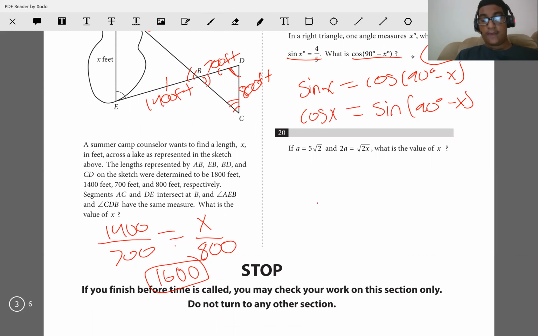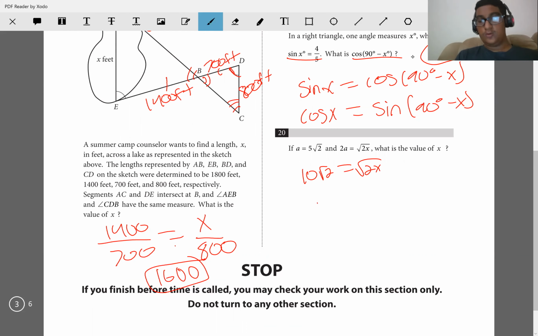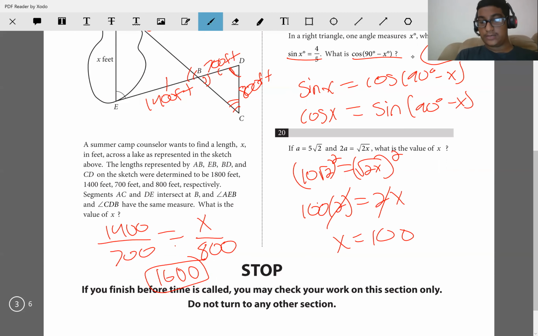Now number 20. If a equals 5√2 and 2a equals √2x, what is the value of x? Let's just substitute. We know a is 5√2, so 2a would be 10√2, and that is equal to √2 times the square root of 2x. Now let's square both sides to get rid of the square root. You square the 10 and you square the √2, so that would be 100 times 2 equals 2x. Here just divide both sides by 2 and you get x is equal to 100.